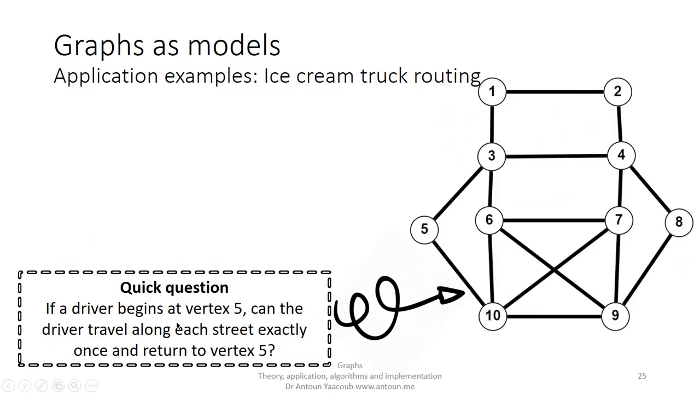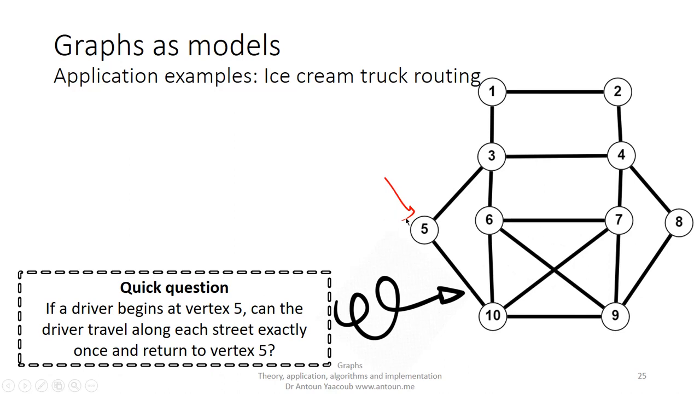Another application is ice cream truck routing. So we have an ice cream truck, and we have routes here: the edges are routes, and the vertices are the intersections. So the question here: if a driver begins at vertex 5, so our driver will start from here, can the driver travel along each street exactly once and return to vertex 5? So he needs to travel all the edges, but just once. He cannot travel an edge more than once.